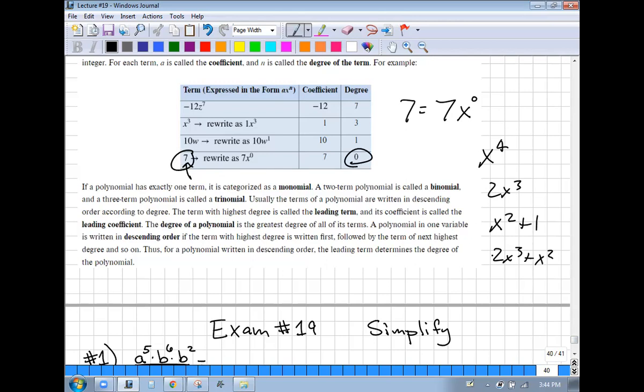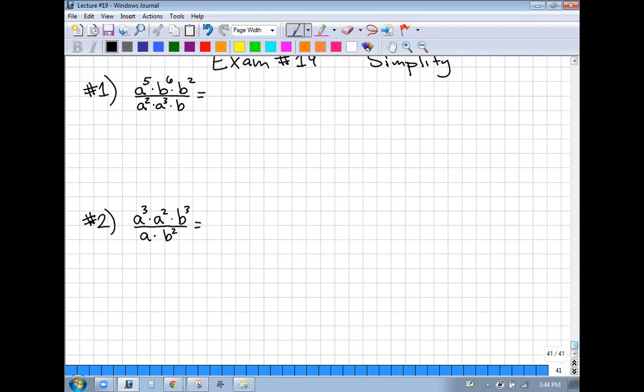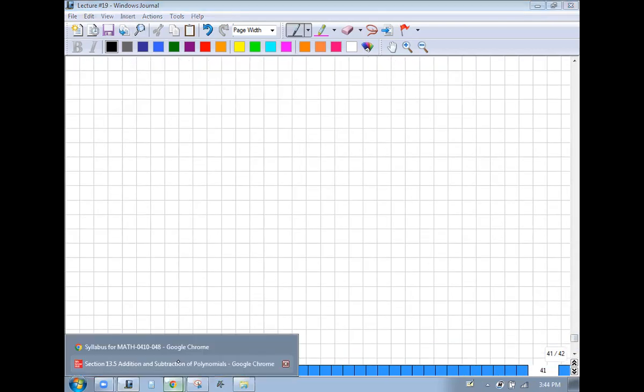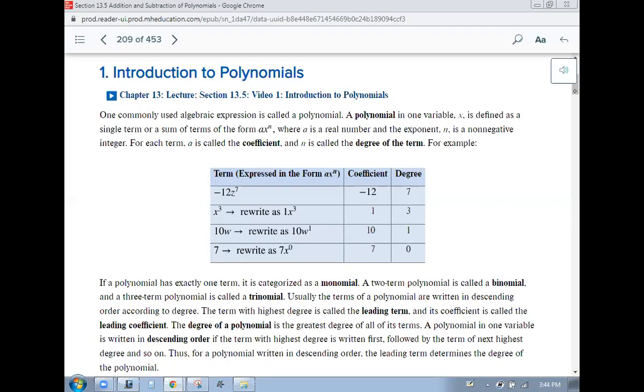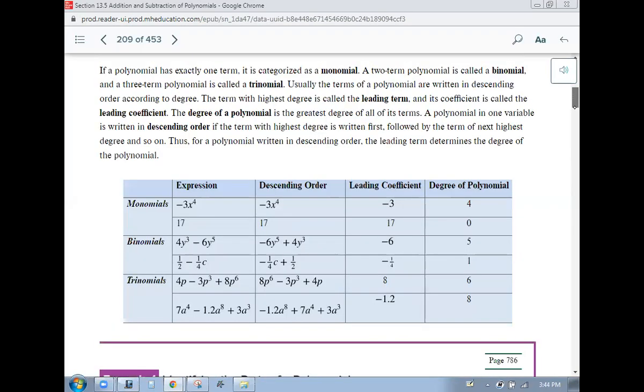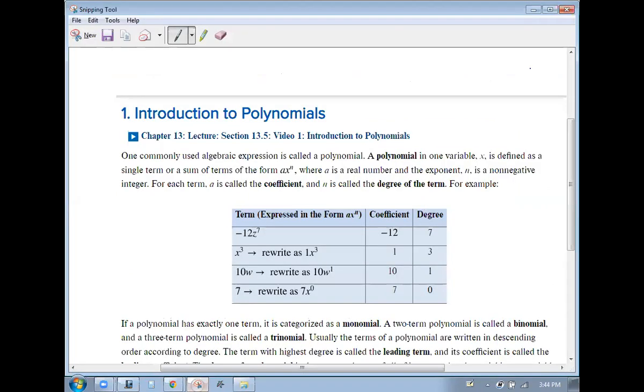The term with the highest power is called the leading term, and the number in front of it would be the leading coefficient. The degree of the whole polynomial is the highest exponent. And you typically write them from highest power to lowest power. So they write them in descending order. Okay. So that's just a bunch of vocabulary. All right, let's look at some examples here.